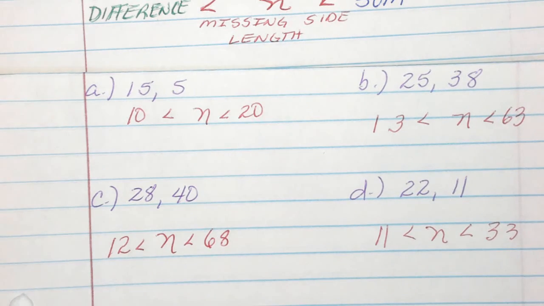That's an application of triangle inequality theorem, which, given two lengths for the sides of a triangle, you solve for the range of possibilities what the third length could be.